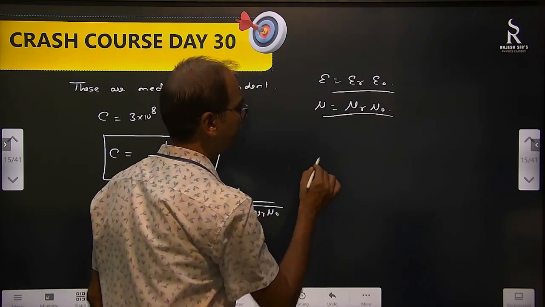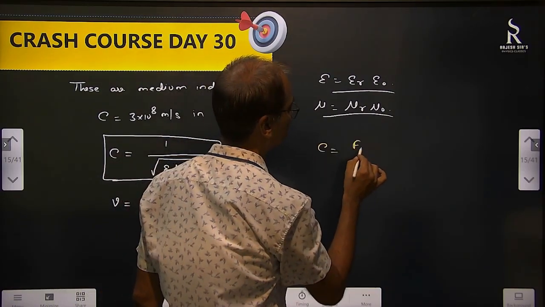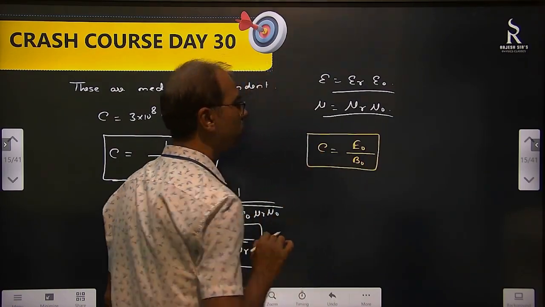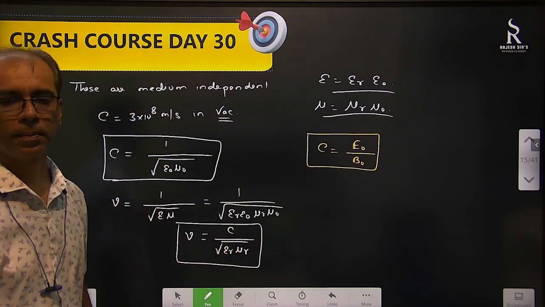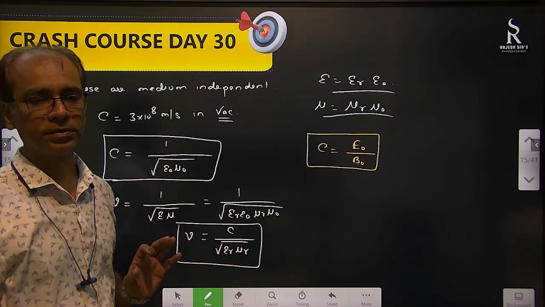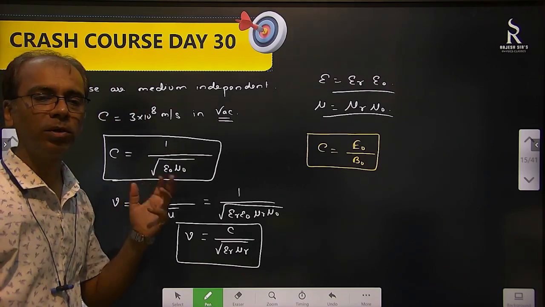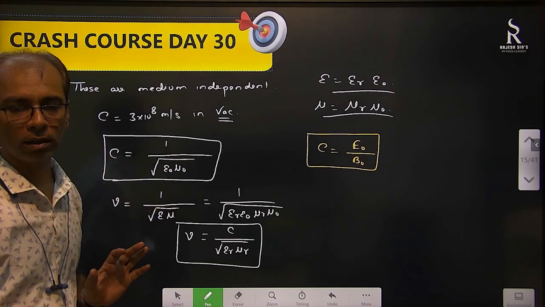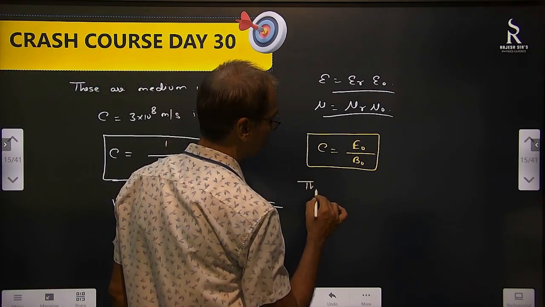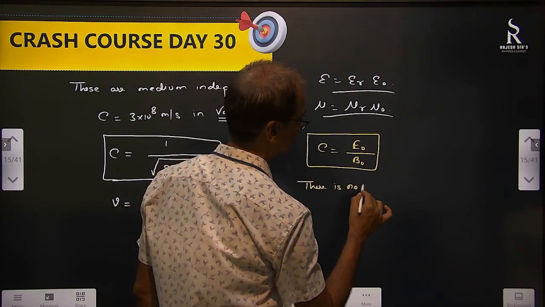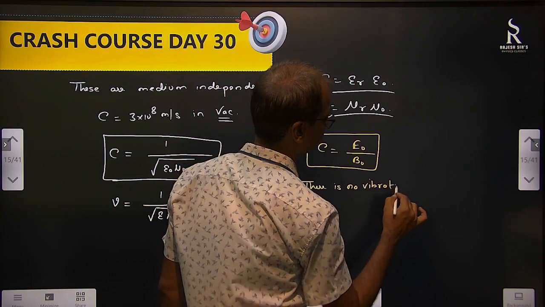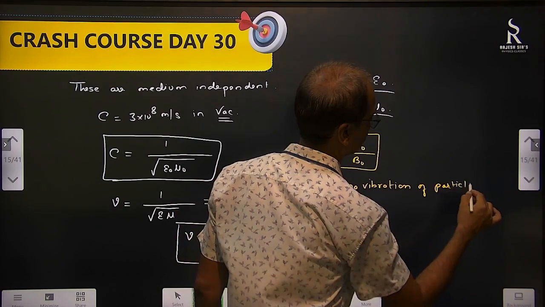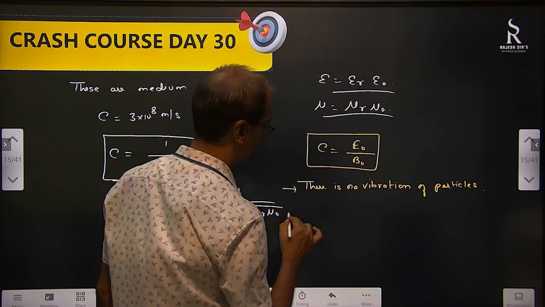More, we know that the speed of light c is actually the ratio of E naught by B naught. What is E naught? Magnitude of electric field by magnitude of magnetic field. When we talk about electromagnetic waves, we are saying that it's medium independent. Then what about the vibration? It's a wave, so vibration of particles. So in this one, vibration of particles are not there. Then what is vibrating? Electric and magnetic fields are vibrating.